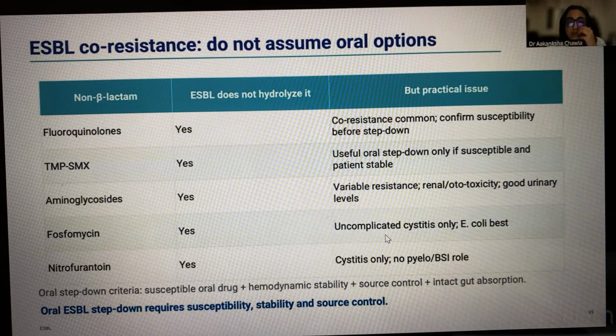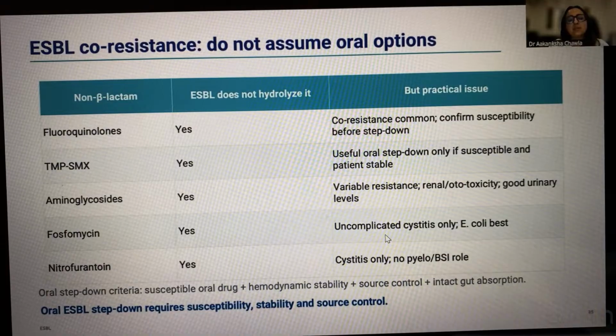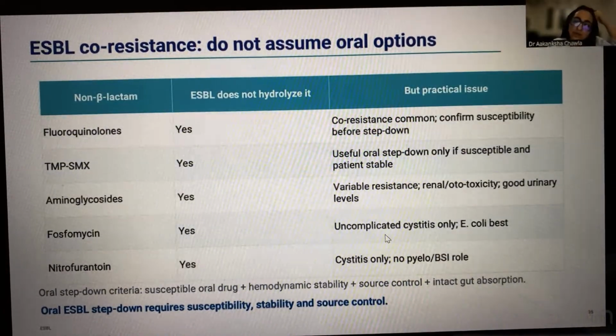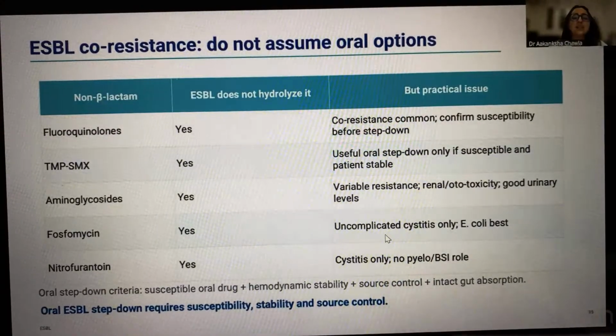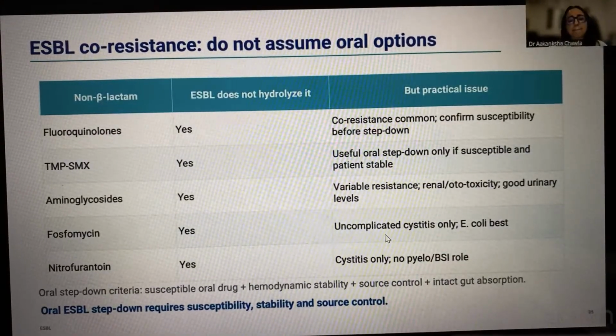Then when you have ESBL, there is a possibility of co-resistance. So do not assume that all oral options are good to go. However, these are available and can be used if susceptible. That is your fluoroquinolones, trimethoprim-sulfamethoxazole, aminoglycosides, fosfomycin, as well as nitrofurantoin.